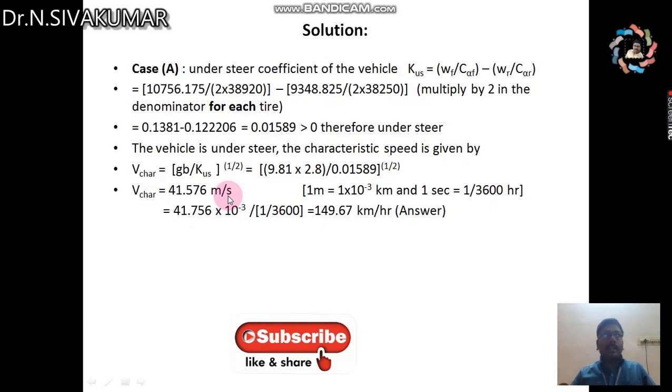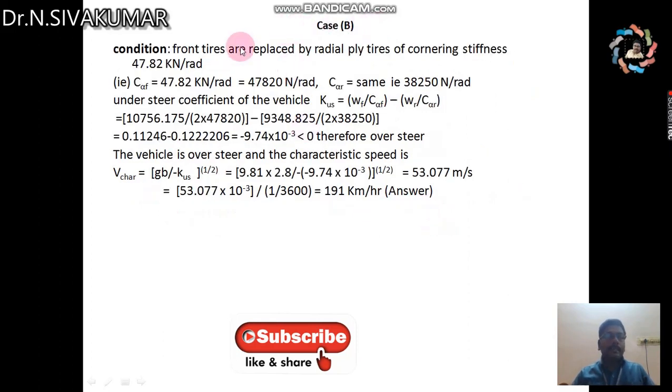We have to convert into kilometer per hour. So 1 meter equal to 1 into 10 power minus 3 kilometer and 1 second equal to 1 by 3600 hour. And substituting here this value, we get 149.67 kilometer per hour. This is one answer. Next, consider case B.